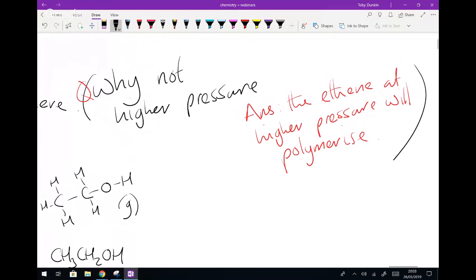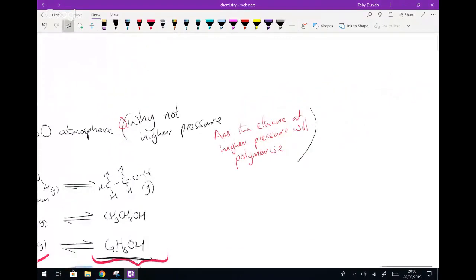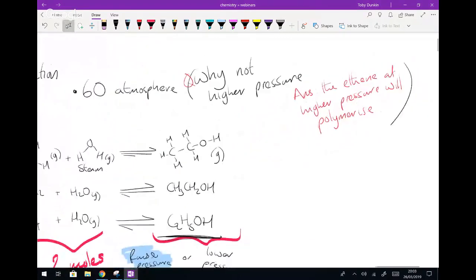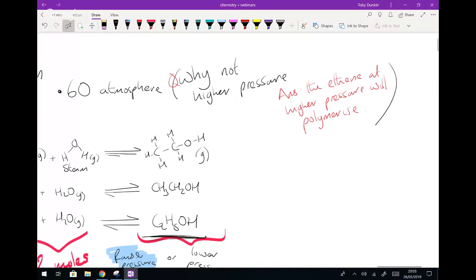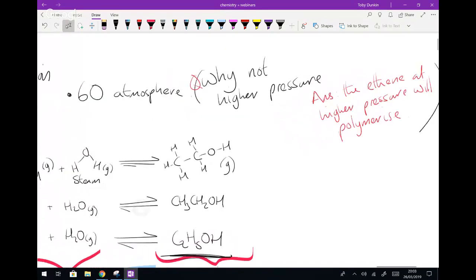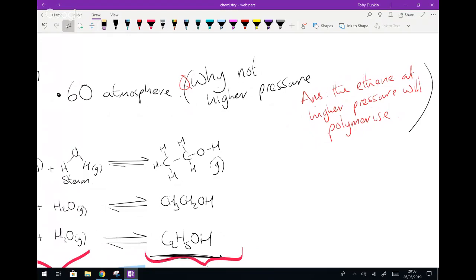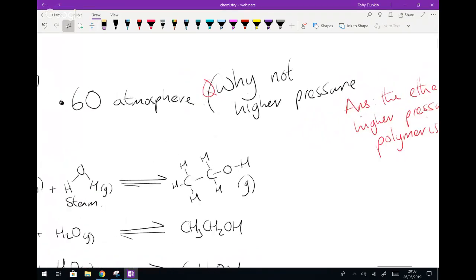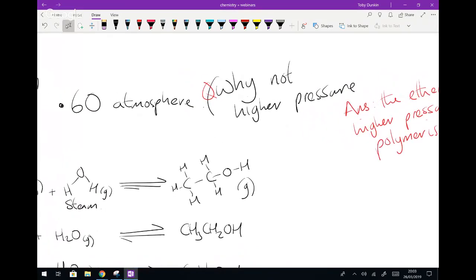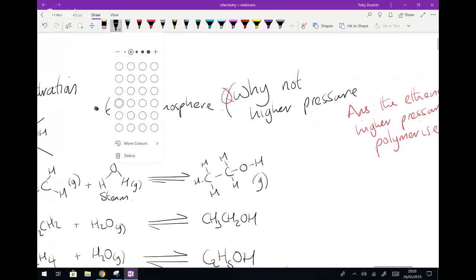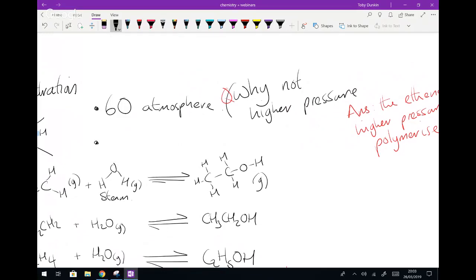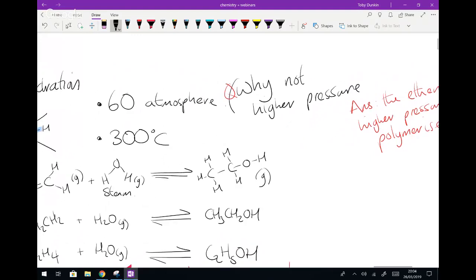And by the way, that happened once in the 1980s in a big power plant in the US, and the whole plant exploded, killed like 11 people or something. The reason being is all the pipes got blocked by the solid plastic that formed. A valve got stuck, pressure went up, ethene polymerized, turned into polyethene and blocked all the pipes, and the whole plant exploded. Not good. Next condition we need is we have to quote 300 Celsius.